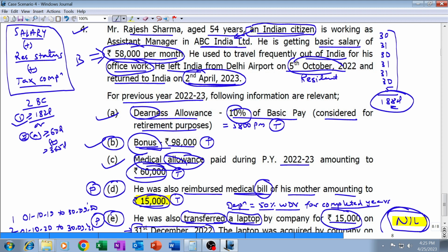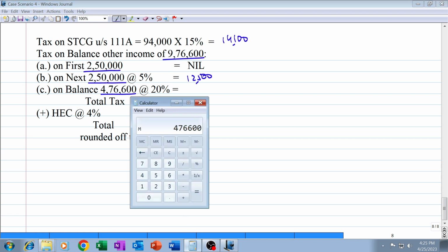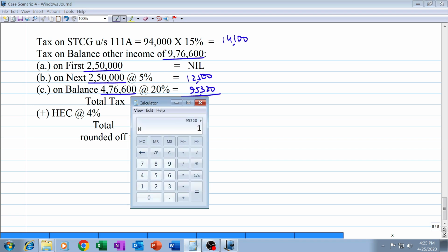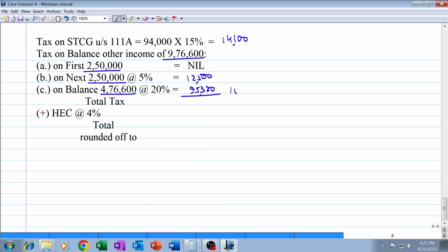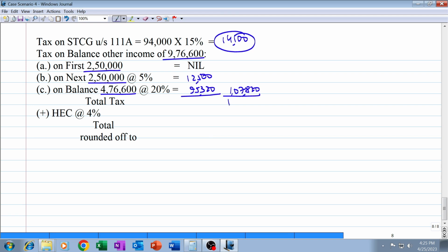If you recollect, in the first line it was given that Mr. Rajesh Sharma is 54 years of age. Since he is 54 years of age, basic exemption will be 2,50,000. Next 2,50,000 will be taxed at 5%, 12,500, and the balance 476,600 will be taxed at 20%. 95,320 will be the tax on this, plus 12,500, 107,820. 107,820 plus 14,100 tax on STCG. The total tax liability will be 121,920.